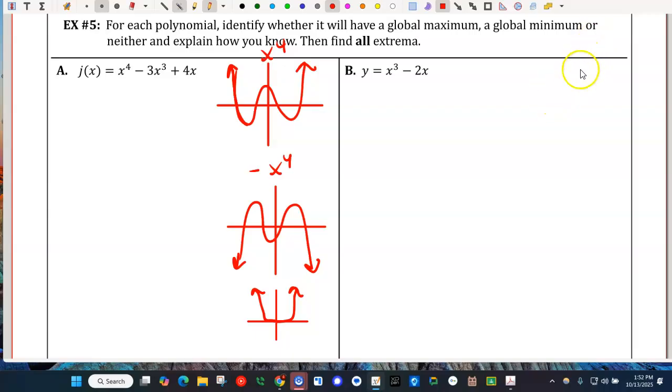With an x to the third, right, x to the third, it looks something like this. So all x to the thirds have this type of shape. Right? And if it's inverted, negative x to the third, just flip it.